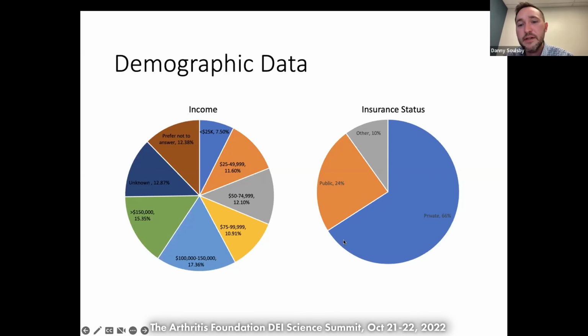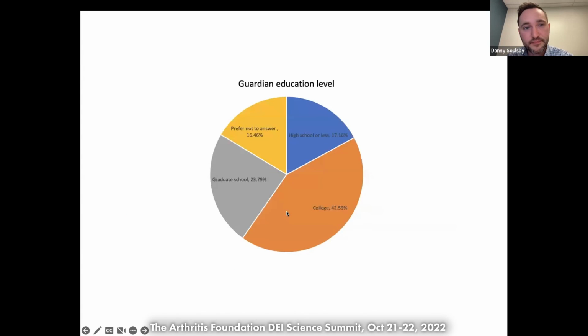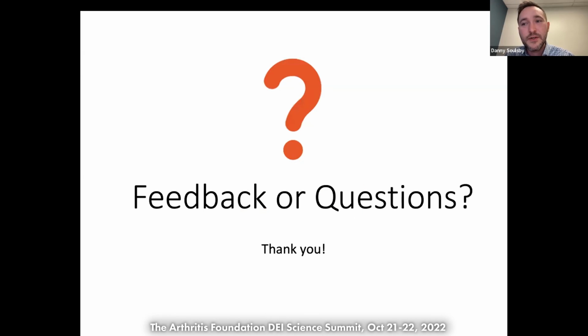66% of the cohort was privately insured, and about 24% is publicly insured. And most guardians of patients in the CARRA registry are relatively educated. So 43% with a college education and 24% with at least graduate school education. So very, very preliminary data there to just highlight some of the background of the demographics of our cohort and what we've discovered so far.